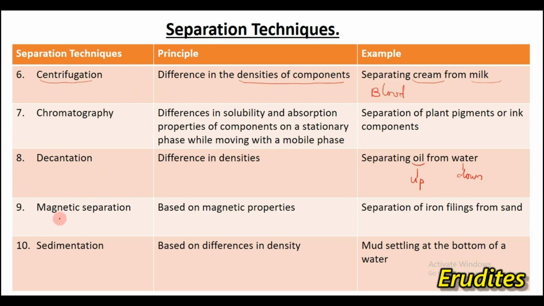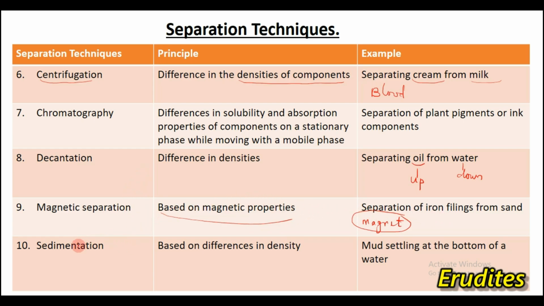Then another example of a separation technique that we have is magnetic separation. And this is based on magnetic property. An example is separation of iron filings from sand. So what we use here is a magnet. If you have a mixture of iron filings and sand, you can separate the iron filings from the sand using the magnet. And that is based on the magnetic properties of the iron filings.